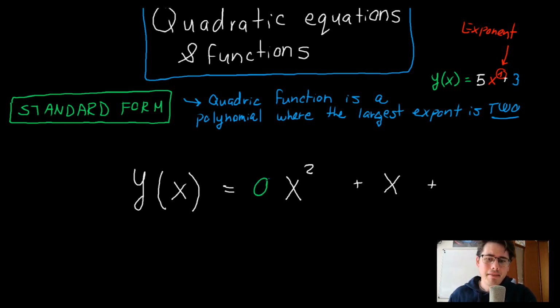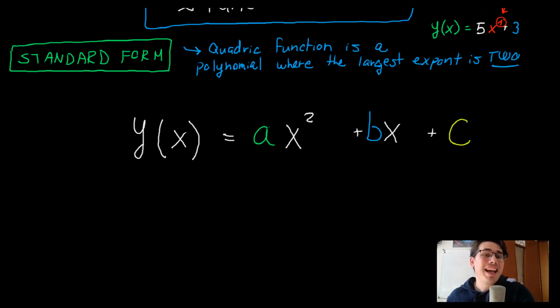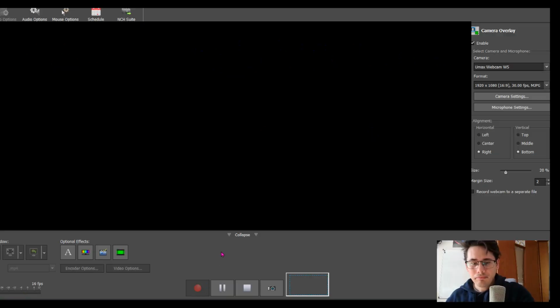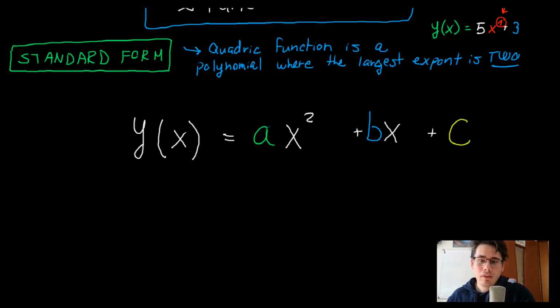So this is a green coefficient a. This will be b, a blue coefficient. And let's go with a yellow c. So these are coefficients. Coefficients are simply any real numbers. So all of these 3 are simply coefficients: a, b, and c.